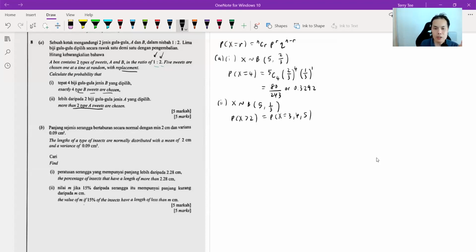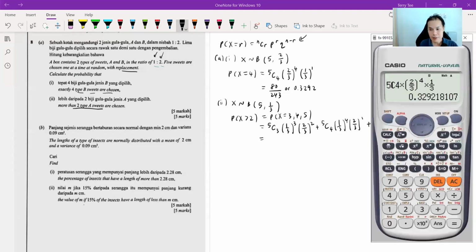3, 4, 5. Okay, so let's just list out one by one. 3, in this case, is 5 C3. P is 1/3 power 3. Q is 2/3 power 2. 5 minus 3 is 2. This number is N minus R. Then we add 5 choose 4, 1/3 power 4, 2/3 power 1. And 5 choose 5, 1/3 power 5, 2/3 power 0. Okay, I have 2 different ways to calculate.